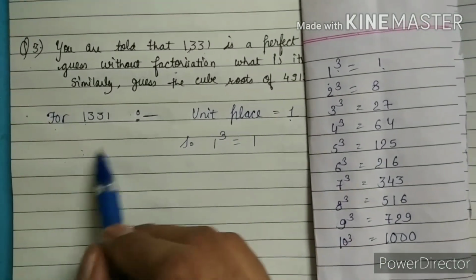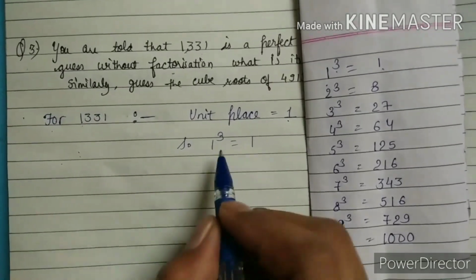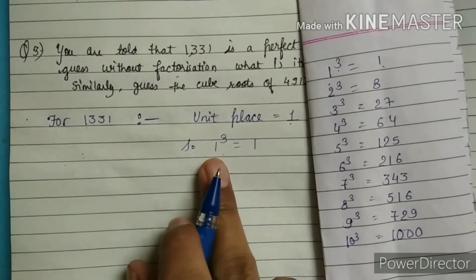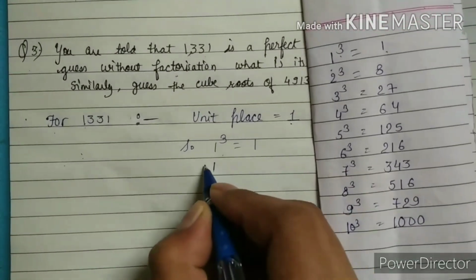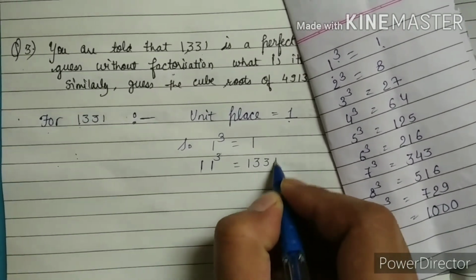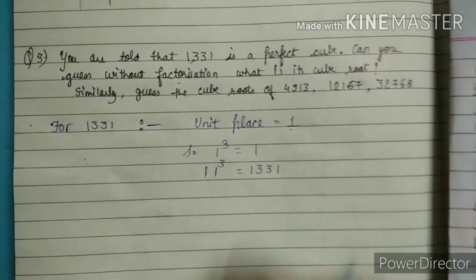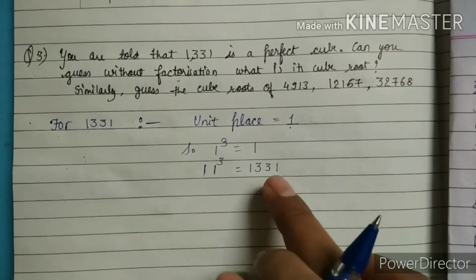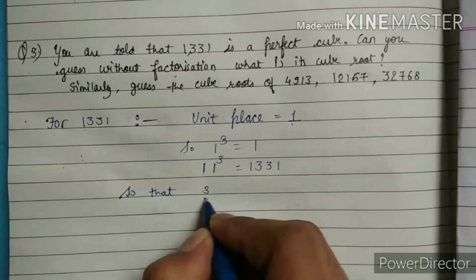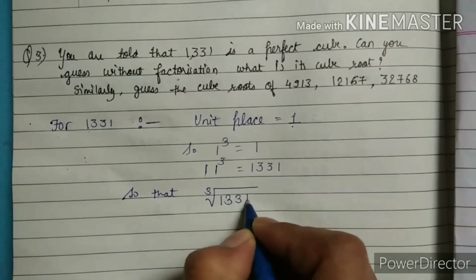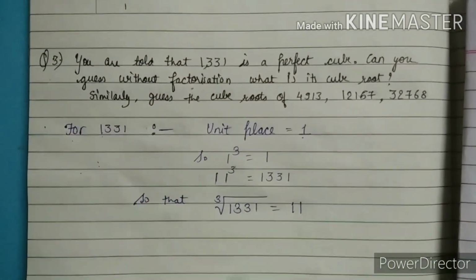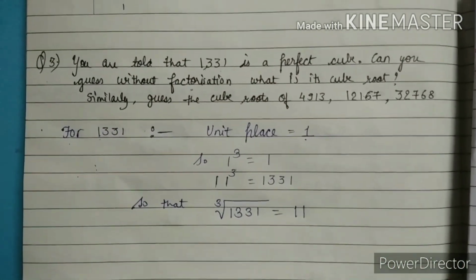So let's check it. 1 cube is 1. The next number having 1 on the ones place is 11. 11 cube is 1331. So we got it, the cube root of 1331 is 11. Here, as you can see, we did not do any calculation.